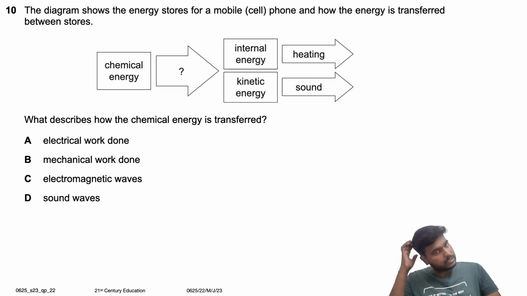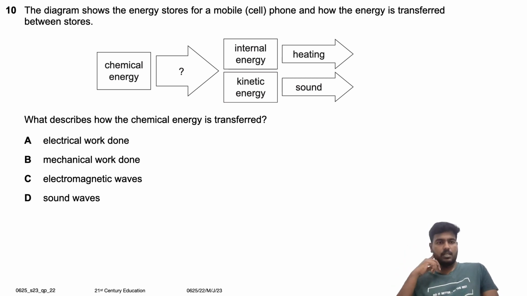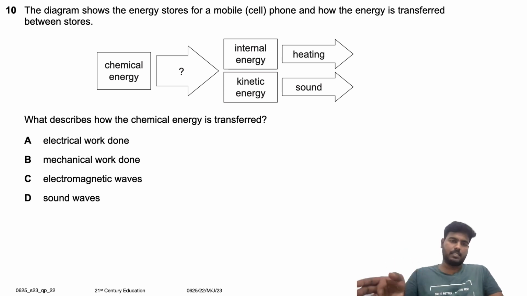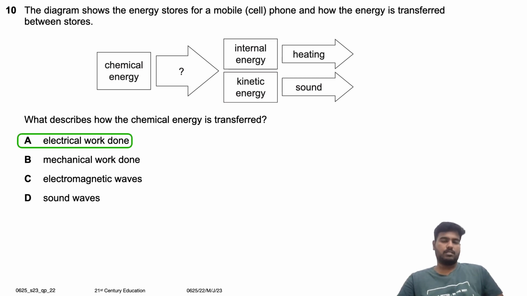The diagram shows energy stores for a mobile cell phone and how the energy is transferred between stores. So which describes how the chemical energy is transferred? The chemical energy is stored in the battery, and this is given as potential difference across the battery as electrical work done. We know that we need to charge the battery through electricity, right? So the question mark is electrical work done.